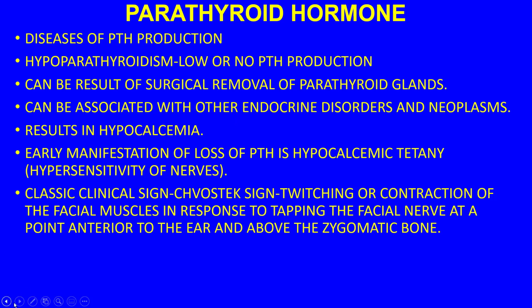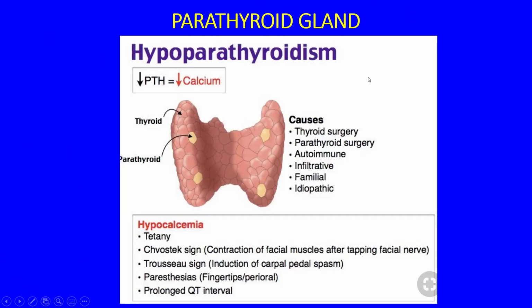Now, there are several signs. They are mentioned, and I actually try to include some videos to give you some demonstrations, such as Trousseau's sign and Chvostek's sign. When we talk about hypoparathyroidism, as the levels of PTH drop, the levels of calcium drop. Now, what could cause this? There's a bunch of different ones. Two right off the bat is if you try to do parathyroid surgery or thyroid surgery.